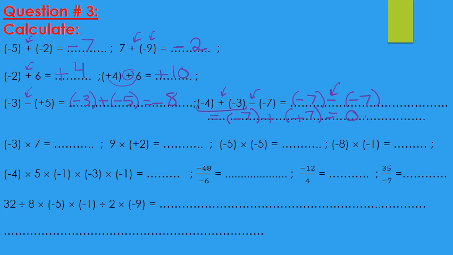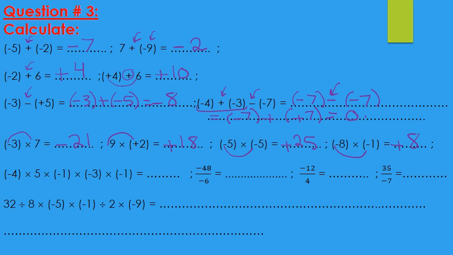Now multiplication of signed numbers. Negative times positive is negative, 3 times 7 is 21. Positive times positive is positive, 9 times 2 is 18. Negative times negative is positive, 5 times 5 is 25. Negative times negative is positive, 8 times 1 is 8.